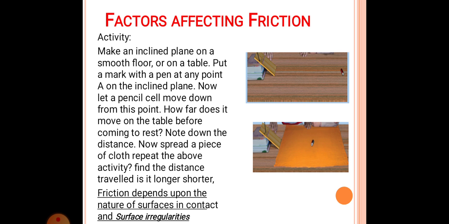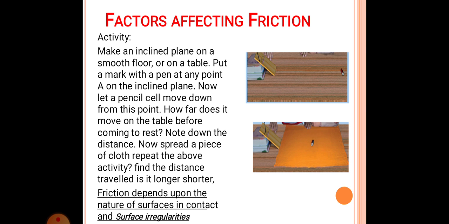Repeat the same experiment by releasing the cell or a pencil. Now the table is covered with cloth. What will you observe? In the first case, when there is no cloth, the cell travels a longer distance. In the second case, in the presence of the cloth, the cell travels less distance.